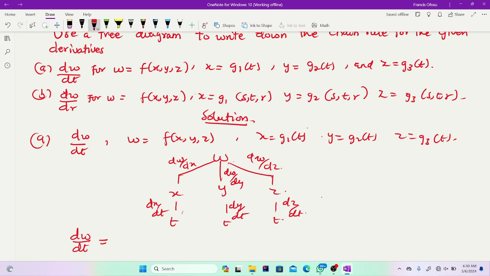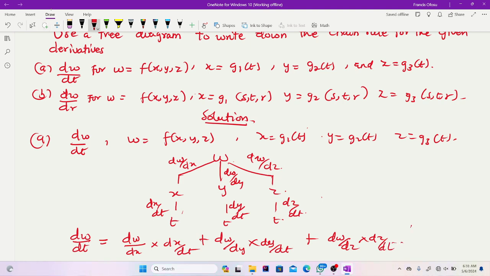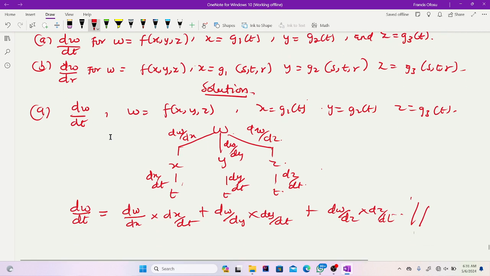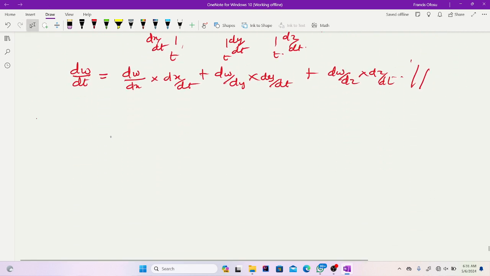Each branches. So the first branch, I'm having dw over the dx multiplied by the dx over the dt. I'm simply multiplying this and this. So plus dw over the dy multiplying the dy over the dt, right? Plus the dw over the dz multiplying the dz on the dt. And this is what we are expected to do in this problem. Let's quickly take the second part of the question, the B part, right?